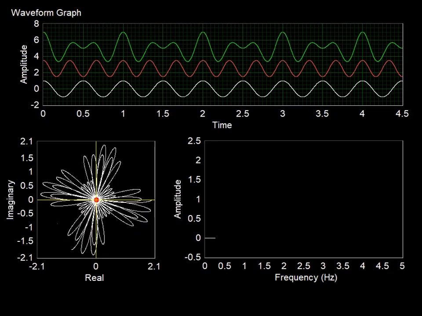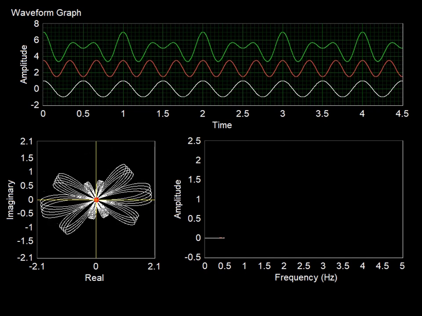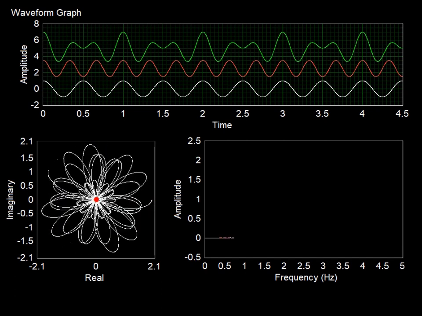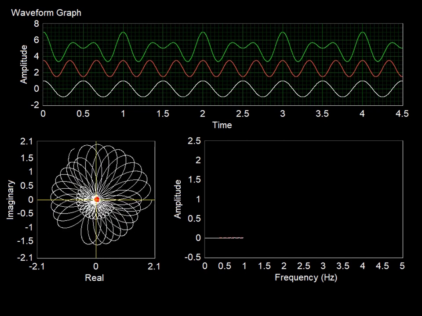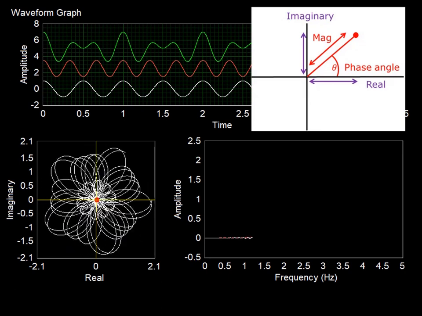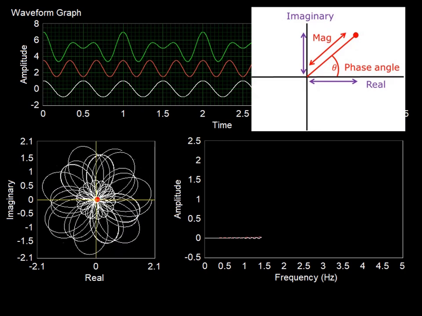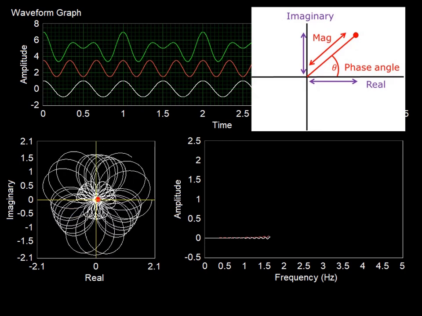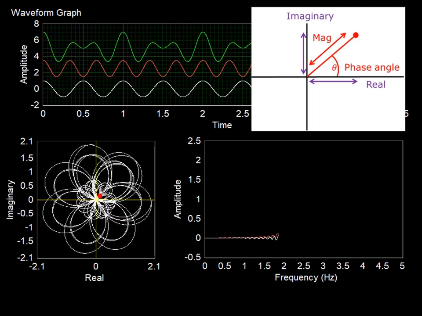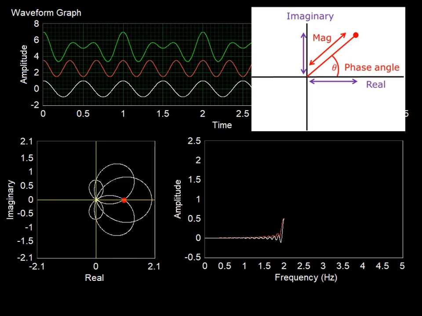So let's go back to this view. What were the 2 different lines I was drawing in the Fourier transform graph? If we plot the real coordinate of the red spot for every frequency, we get the white spectrum. And if instead of the real coordinate we plot the magnitude of the red dot, we get the red spectrum.